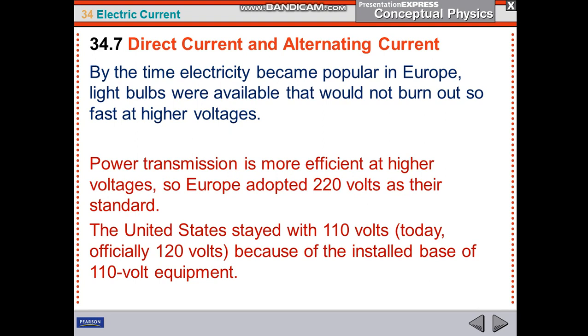The United States stayed with 110 volts. Now I can say officially 120 volts because of the installed base of 110 volt equipment. They have an installed base of 110 volt equipment, so they are still using 110 or 120 volts.